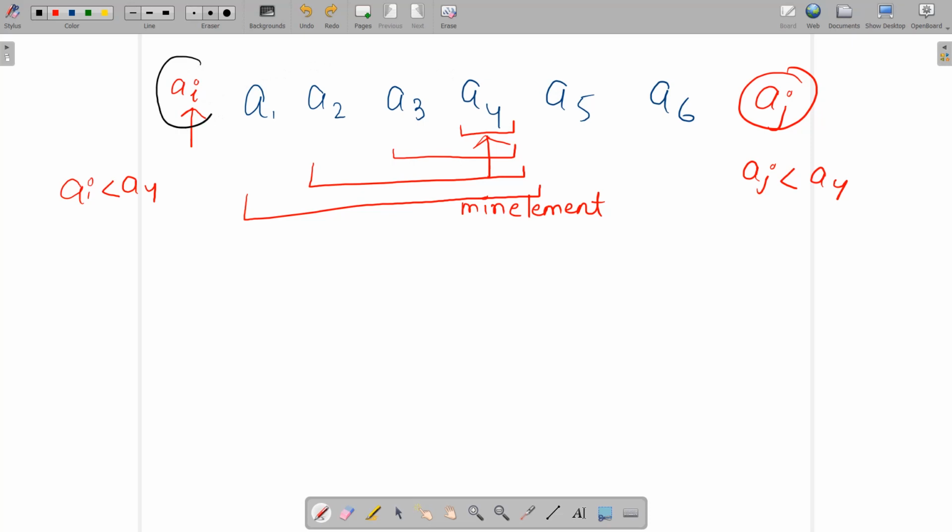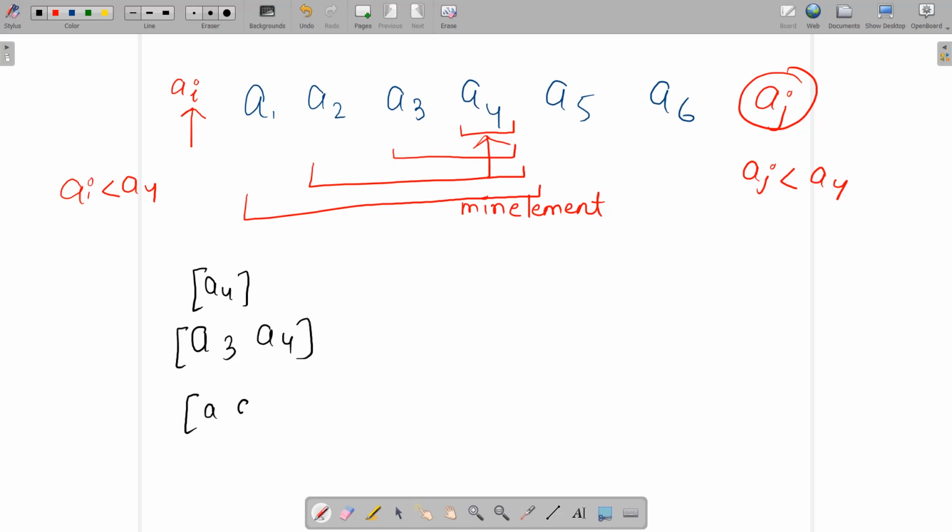Okay, if we are able to find out this AI and AJ, then we can easily claim that A5 to A6 is the region to the right of this A4 where we can extend our subarray. Similarly A1 to A3 on the left. That's why we are computing the next smaller element for every index, to the left as well as to the right of it. Suppose A1 to A3 is the feasible range for left positions and A5 to A6 is the feasible range for right positions respectively.